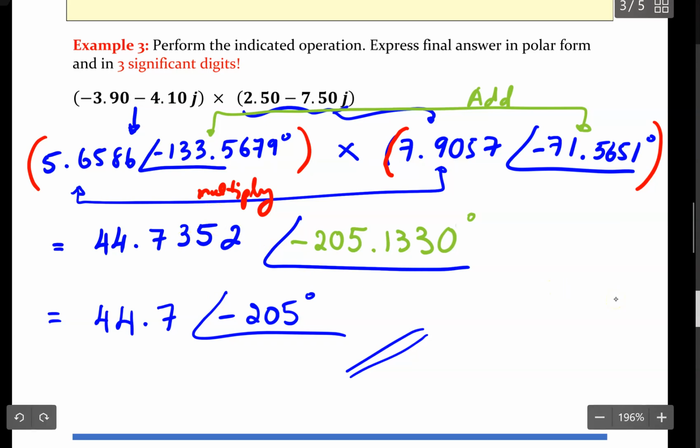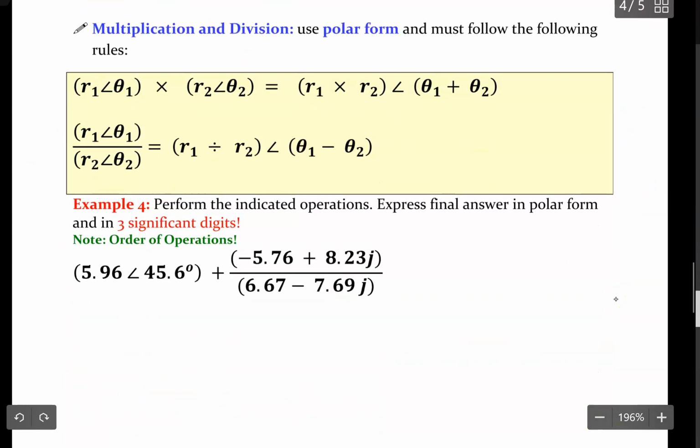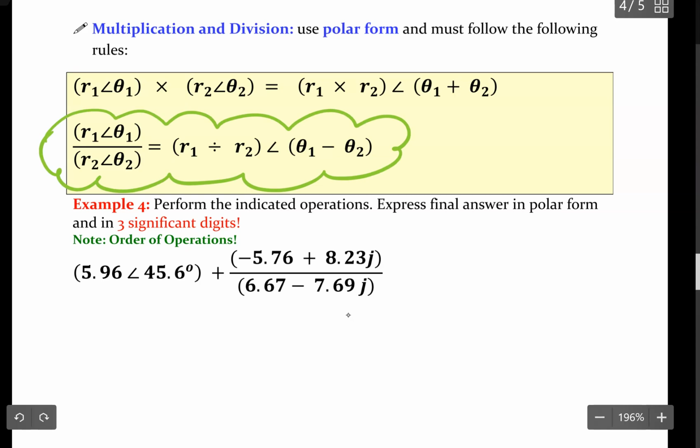Let's move on to the next question. Again, I repeat the rules here for everyone. In this case, I mix them together. I have the operation for a plus right here. I also have the operation for dividing two complex numbers, and these two complex numbers are in rectangular form. I think it's best that we convert these two complex numbers into polar form, and then we can apply these rules. So let's do that.